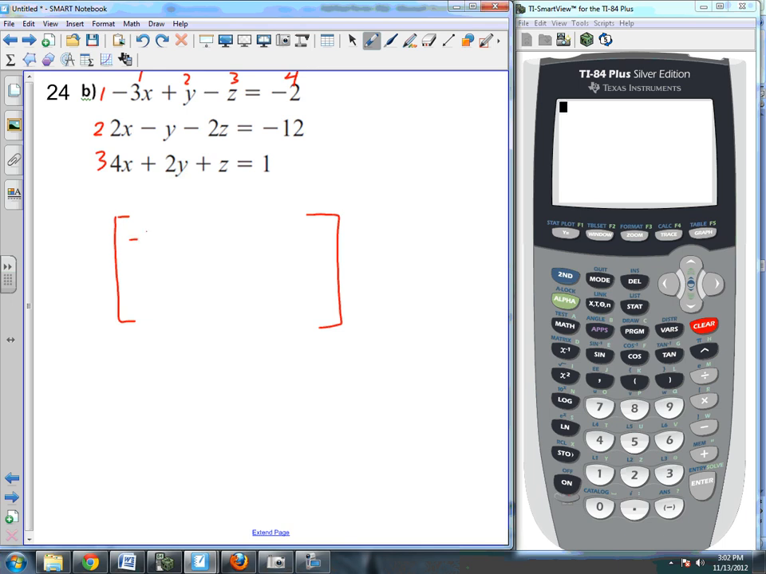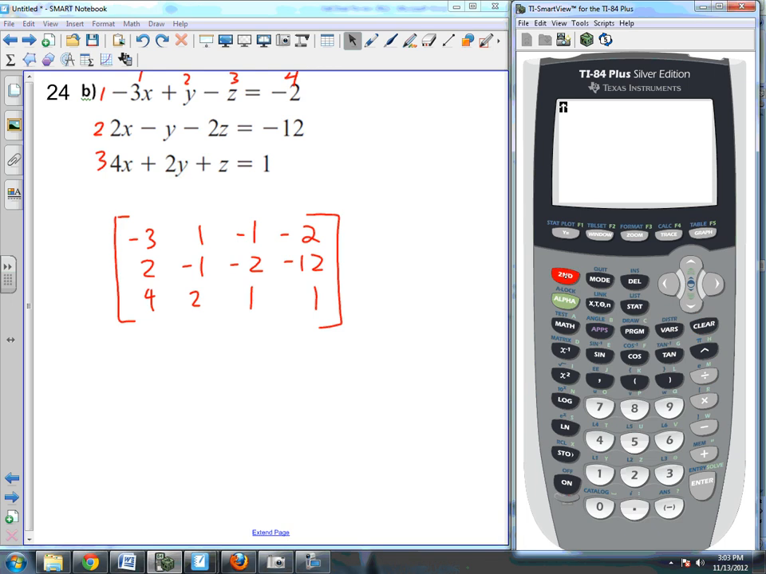So let's just put in the coefficients. So the first row has first column, column 1, -3. Column 2 is a coefficient of 1 for y, -1 for z, and -2 for the constant. All right, the next row, 2, -1, -2, -12, 4, 2, 1, and 1. So this is how you write that system as what we call an augmented matrix. So if you ever hear the term augmented, that's what it means.